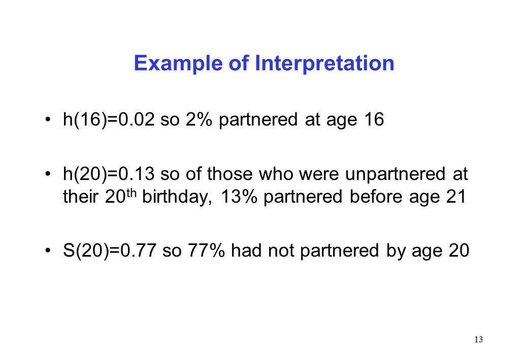A few examples on the next slide just to show you how these things are interpreted. So at the very first stage, you've got the hazard for age 16: 0.02, so that's telling you that 2% partnered at age 16 before their 17th birthday. If you jump down to age 20, you get a hazard of 0.13, so that's saying that if you hadn't partnered before your 20th birthday, then you have a 0.13 or a 13% chance of partnering before your next birthday, your 21st birthday. And then finally, you've got an example of the survivor function there. So you can say that 77% had not partnered by age 20.